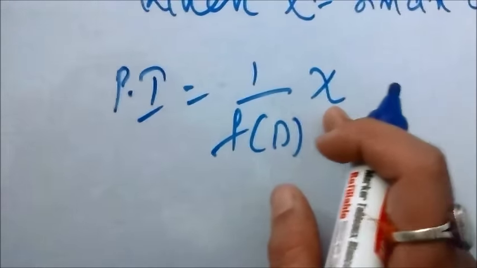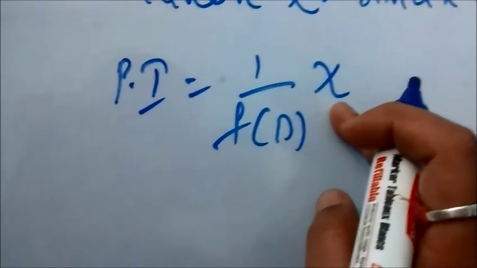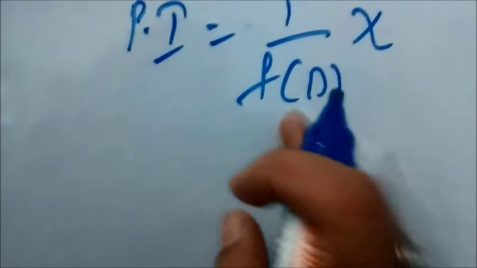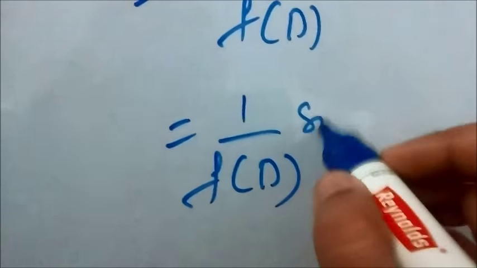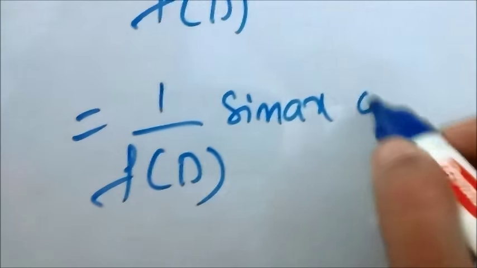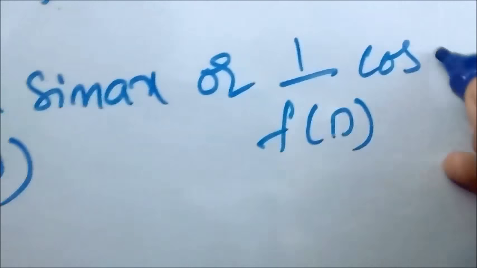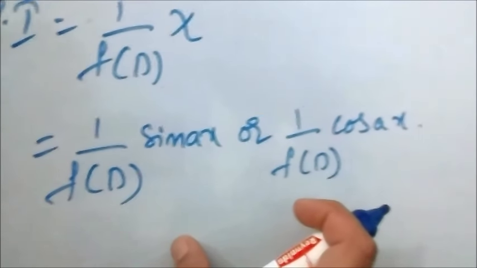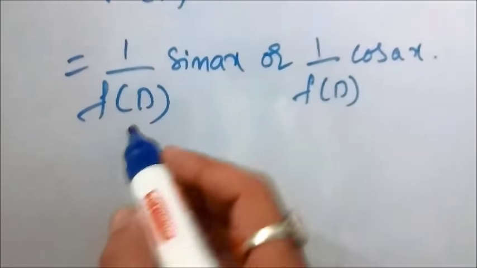x. When this x is in the form of sin ax or cos ax, we have to apply the rule second, where f of D is a polynomial in D, 1 by f of D sin ax or 1 by f of D cos ax. When it is in this form, f of D sin ax or f of D cos ax, then we have to substitute.